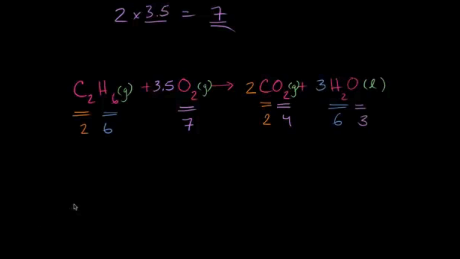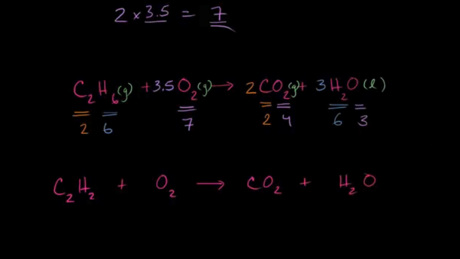I'll write the whole reaction over again. So I have my ethane, and I won't write what state it's in, just to save some time, plus some molecular oxygen. They combust, they yield. So these are the reactants. The products are carbon dioxide gas and liquid water.